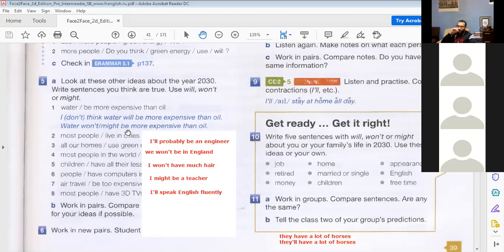If you're confident of your prediction, you can use will or won't. So you can say, for example, if you want to talk about your job, I'll be a successful engineer. If you're not really sure, you can say, I might work in a company, or I might work abroad. So it means not in Libya, right? Choose any point you want to talk about. Who would like to start first and tell us about their predictions using will, won't, and might?